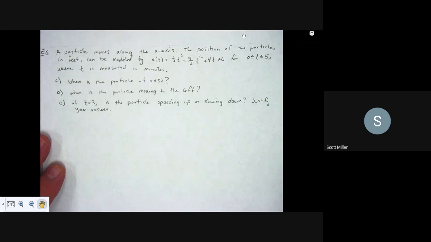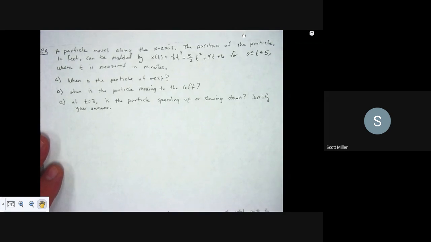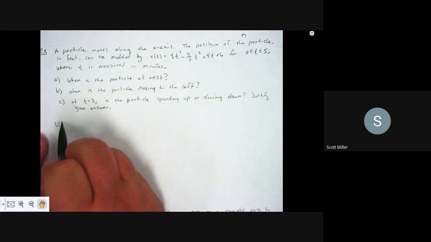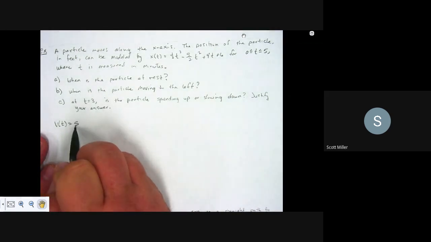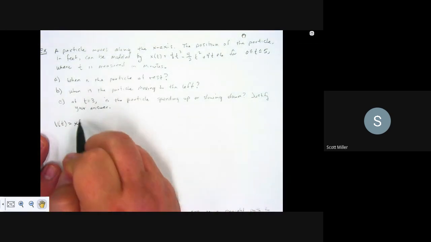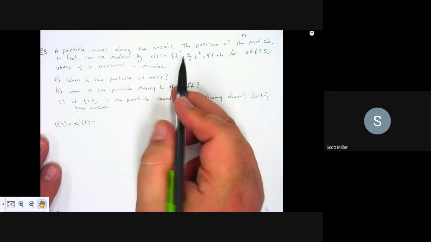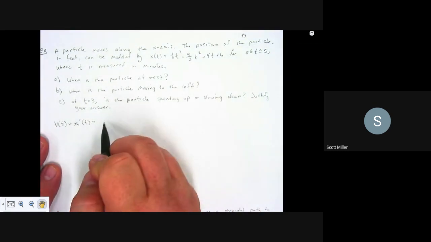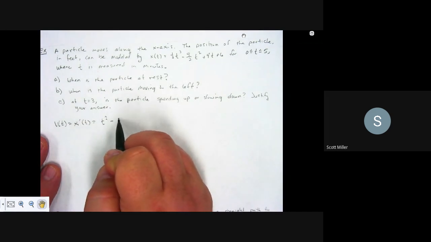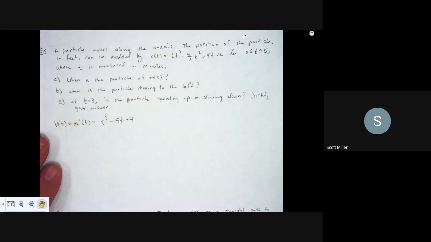Well, as you saw in the previous problem, the particle is at rest when the velocity is equal to 0. So the first thing we have to do is find the velocity function. So v of t, which is the derivative of the position function, and then we take the derivative of this thing right here. This is a 1/3, so 3 times 1/3 is 1. So this is t squared minus 5t plus 4. That is my velocity function.